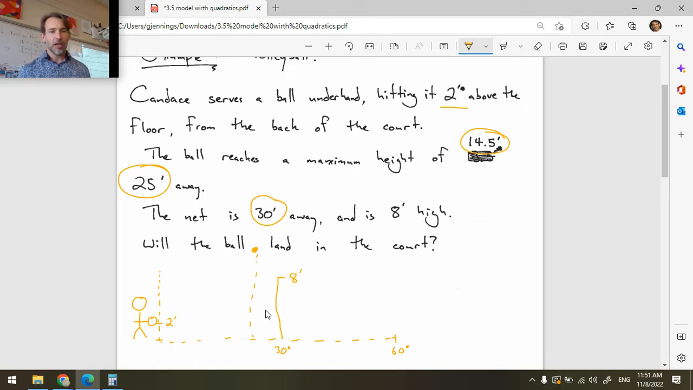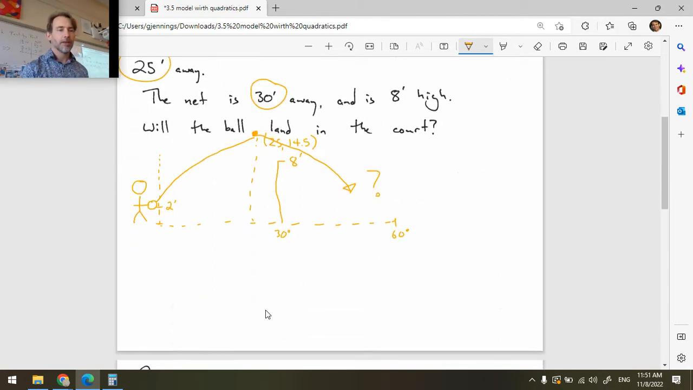We'd have that point up there at 25 feet away, 14.5 in the air. And we want to know, is this ball going to go up here, go through that point, come down and land in the court or not? Okay. So now we've got a picture.